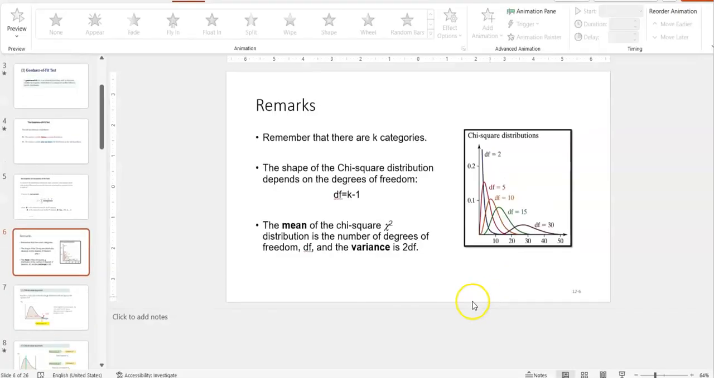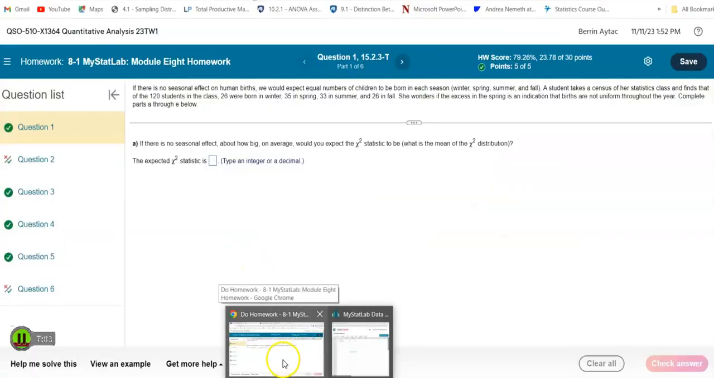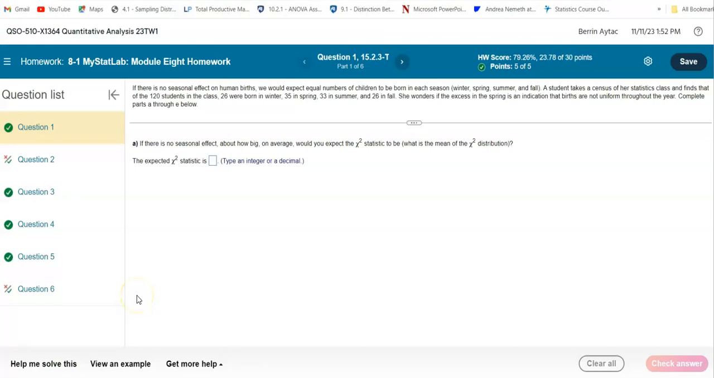Now let's go to MyLab and look at the first question. It says that if there is no seasonal effect on human births, we would expect equal numbers of children to be born in each season.